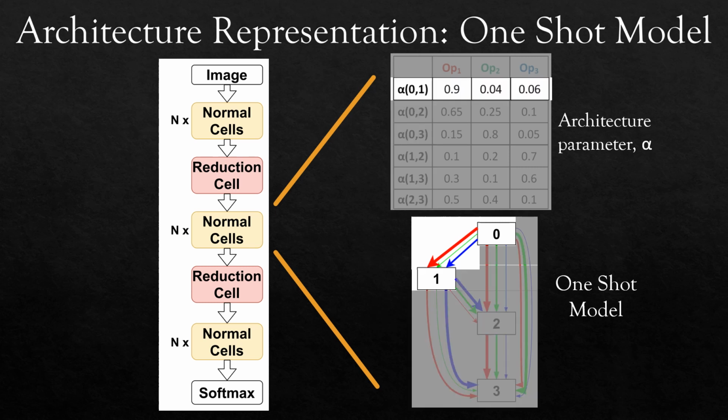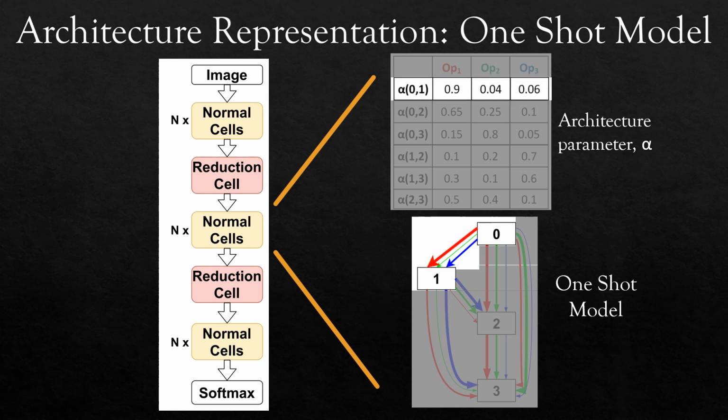For example, let's look at the entry alpha 0,1. This represents the edge between nodes 0 and 1, and the entries represent the weights given to the three operations in the search space. So, if we look at the edge between those nodes in the one-shot model, we see three arrows with different colors representing the three operations in the search space, and the thickness of the arrow represents the weights associated with that operation. Clearly, the red arrow has the largest thickness owing to the weights associated with the operation 1.